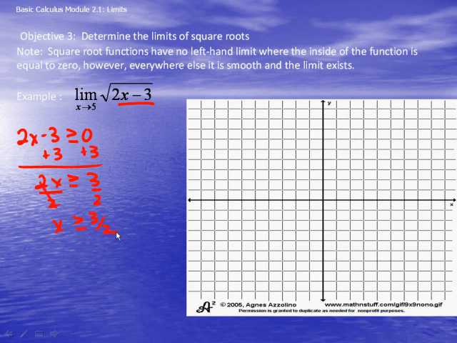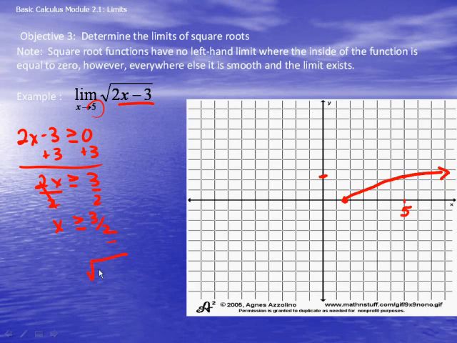So this is going to be our domain. If we look at the graph of this function, we notice there is no way that this function can exist below 3/2. But since we're looking as x approaches 5, this is just like the polynomial where it's smooth everywhere above 3/2. So here all we have to do is substitute the 5 in for the x, and we'll find out what height this approaches.